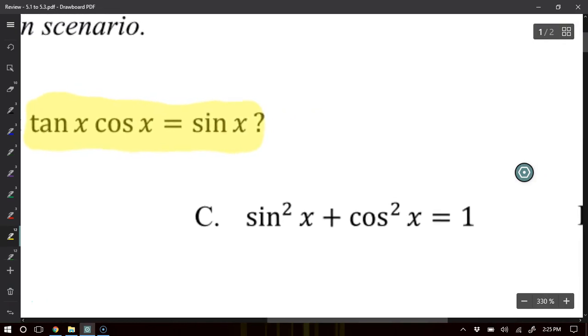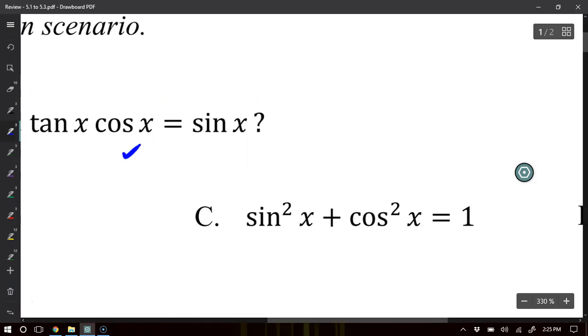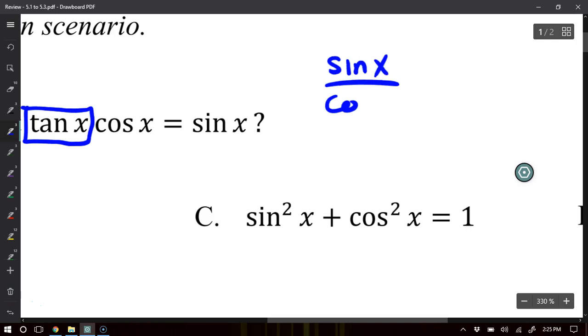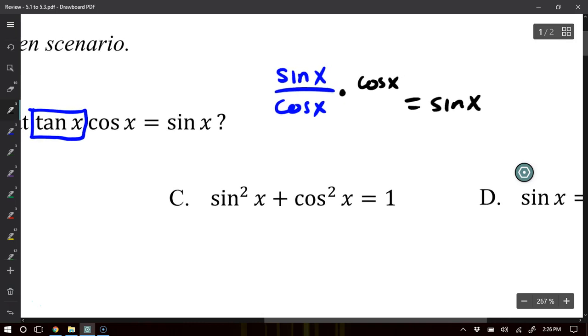Well, if I were to just focus on this, and I want to verify that the left-hand side equals the right-hand side, I'm going to need to create common terms. I have a sine, I have a cosine, but I don't like this tangent. And so what I would do in this problem is I would change my tangent of x into sine of x over cosine of x. And I'll do this on the right side. So tangent of x is sine of x over cosine of x. And I'm multiplying by cosine of x. And that equals the sine of x. And I would use that basic trig identity because that would allow me to cross out the cosines.